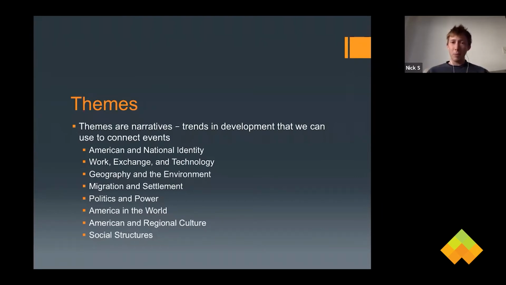So my main points on these, though, is that these are narratives, right? They're trends in U.S. development or development of other countries or larger scales in other classes. But here we're focused on trends in development in American culture. So these are ways that we can connect separate events. It's ways that we establish ideas like cause and effect, how one thing led to another.